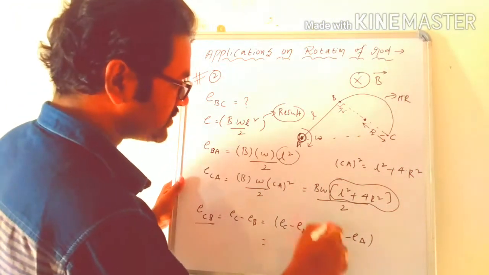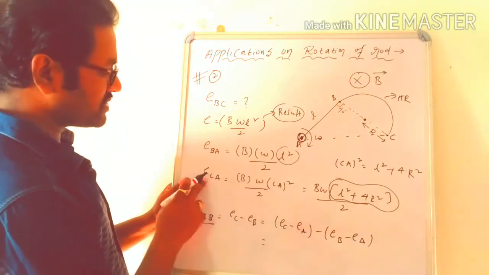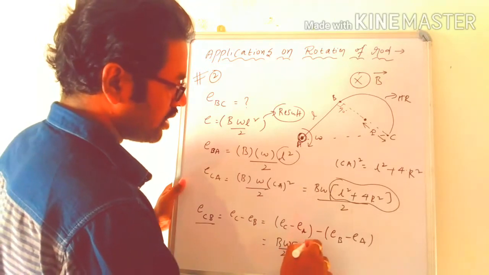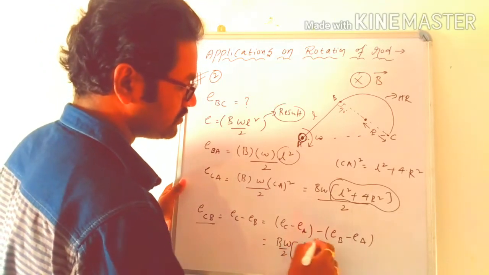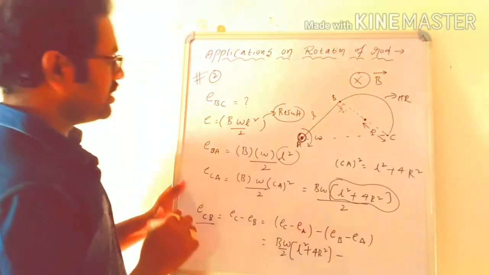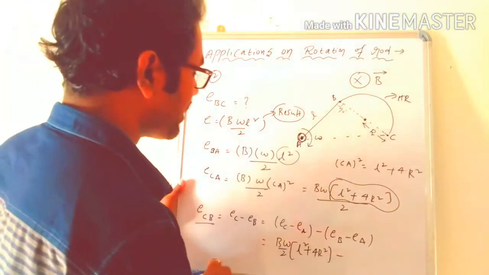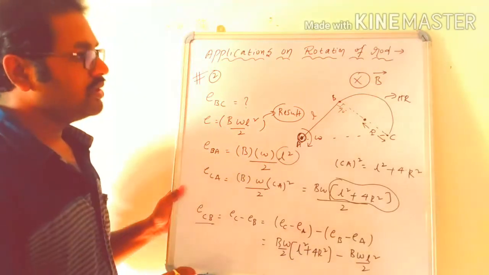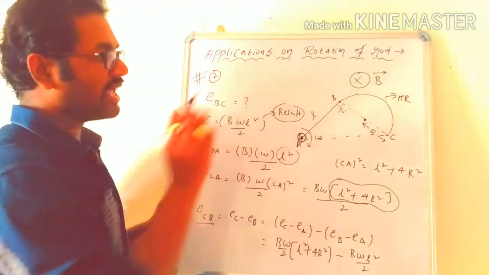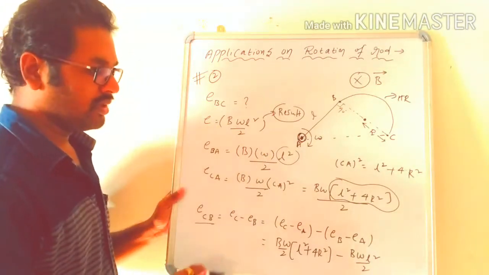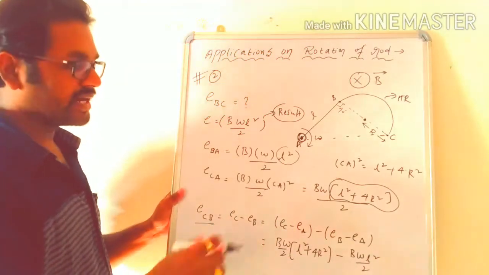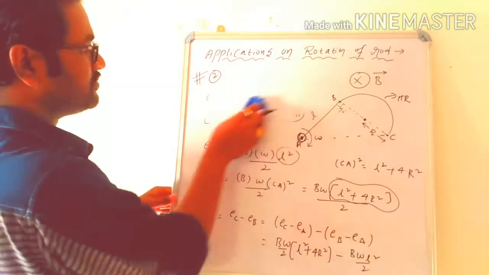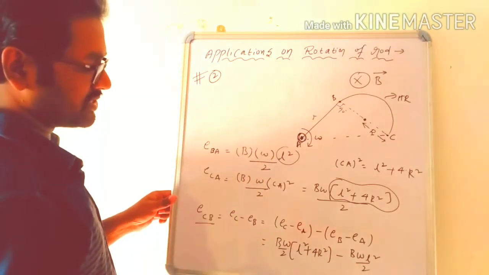So we know these two values, E_CA, EMF across CA, this much, B omega by 2 into L square plus 4 into R square, minus EMF across BA, which we got here as B omega L square divided by 2. So for the given values, how much L is given, how much the radius is given, if you substitute here, you will get the result. And we can even simplify this one to the next level. How much does it come? Let us see.